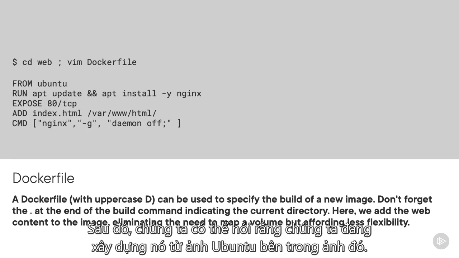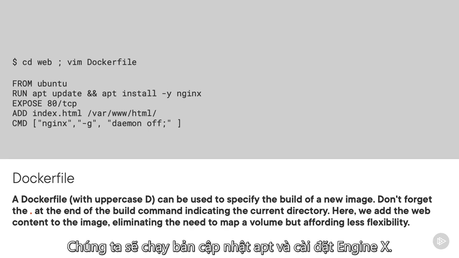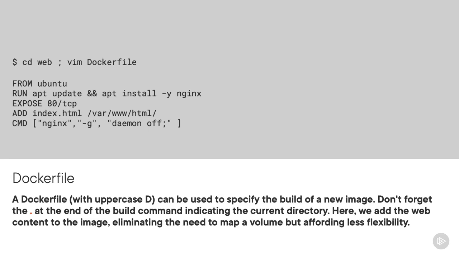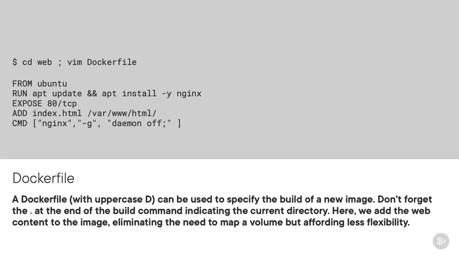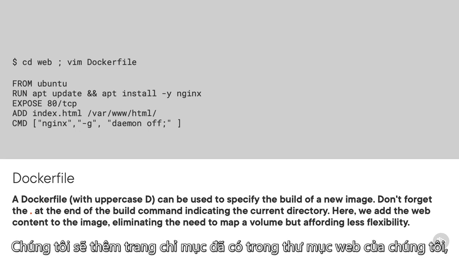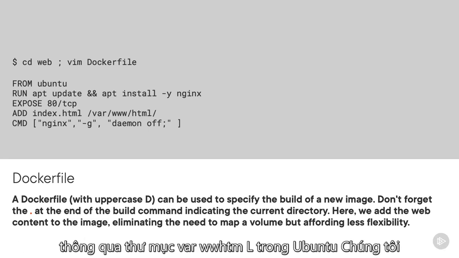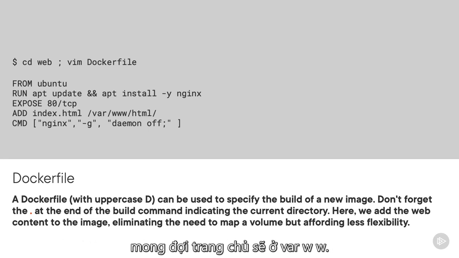Inside of this, we can then say we're building it from our Ubuntu image. Inside of that Ubuntu image, we're going to run our apt update and install Nginx. We're going to expose port 80, so the container is going to be listening on port 80. We're going to add the index page that is already in our web directory through to the var www HTML directory. In Ubuntu, we're expecting the homepage to be in var www HTML.